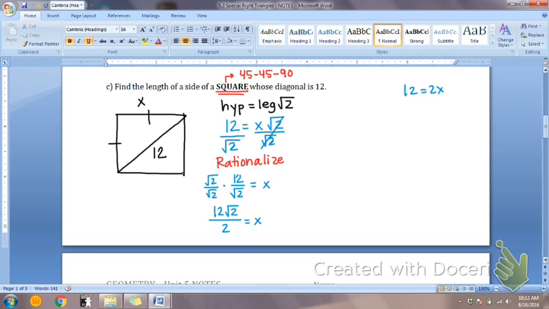Is this finished? Can you simplify anything here? Would it be 6? Elena says maybe 6. What can we do with that 12 over 2? You can reduce it, and you should reduce it. So your answer is x equals 6 radical 2.